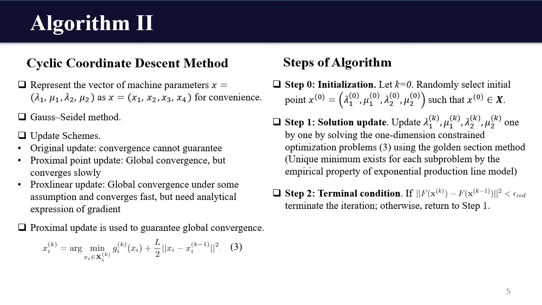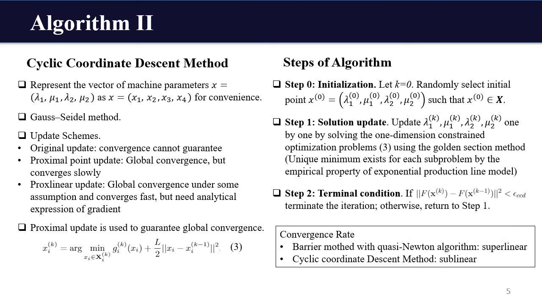With an initial point for each subproblem, the unique minimum exists because of some empirical properties of the exponential production line model, so the golden section method is used to find this minimum in a certain interval. Therefore, no gradient or derivative operation is involved in this method. In existing literature, the coordinate descent method is proved to have better convergence properties. However, the iteration process may be very long due to its sublinear convergence rate.